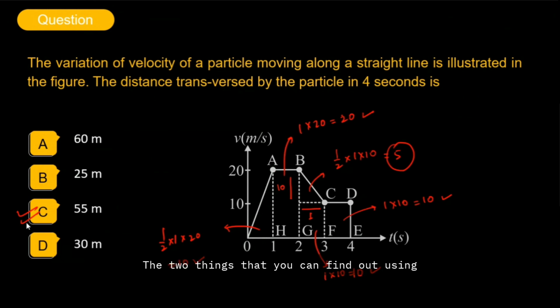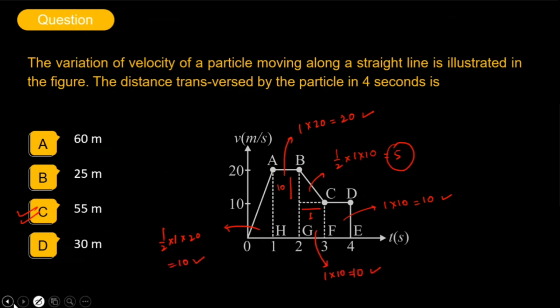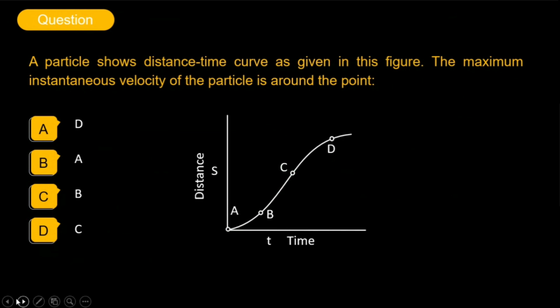The two things that you can find out using graphs is one is slope and another is area. In different type of graphs, area will give a different quantity. And again, in different type of graphs, slope will give us different quantities. So we'll talk about each and everything. Let's move to the next question.